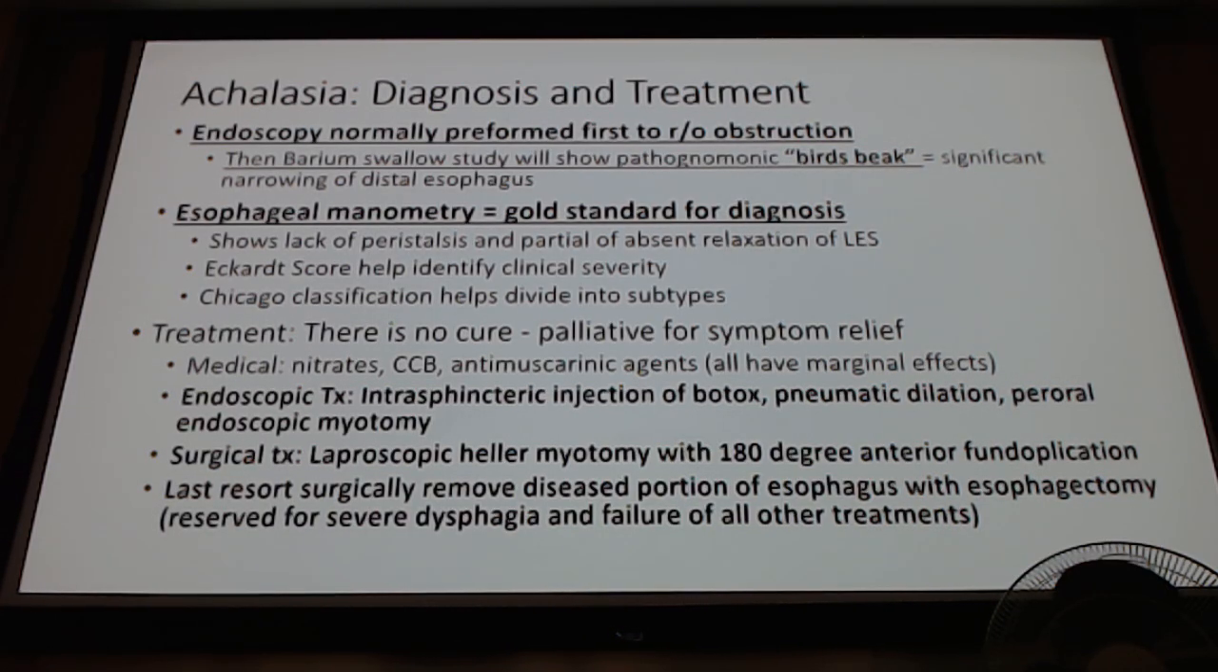And then there's the peroral endoscopic myotomy. Basically, it's endoscopic. We cut into the muscle through the inside of the esophagus. It's not all the way through the serosa, but it's through that longitudinal or circular muscle to help open that up. Other surgical options is the laparoscopic Heller myotomy with a 180-degree anterior fundoplication.